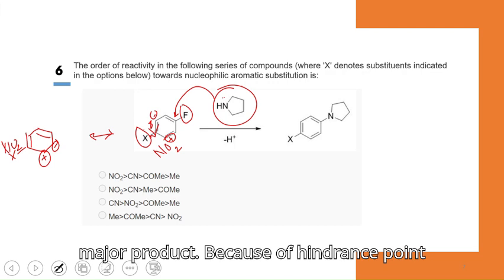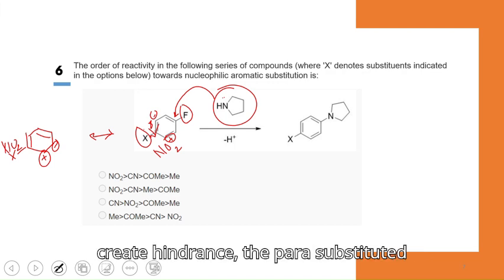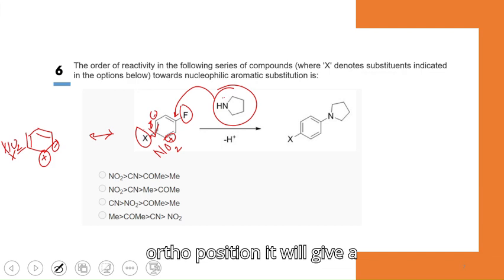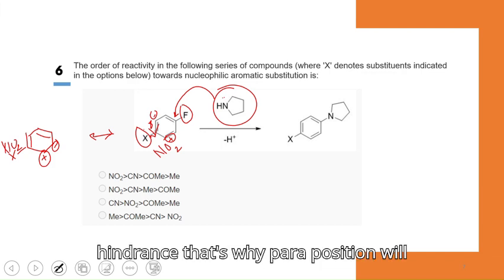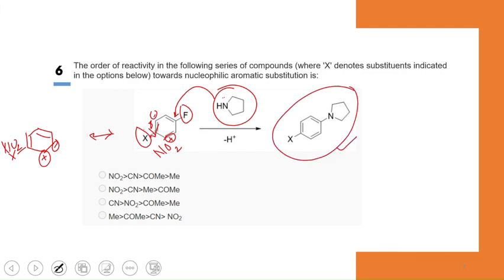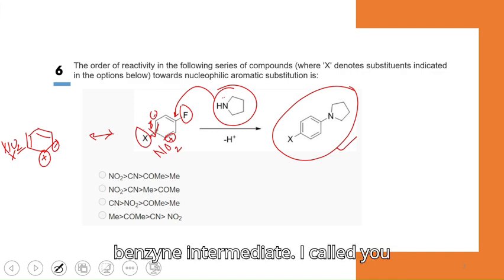Because from the hindrance point of view, it will not create hindrance. The para substituted product will be the major product. At ortho position, it will give a hindrance. That's why para position will be the stable one. So as you can see here, para substituted product is there. And this reaction will also occur via benzyne intermediate.